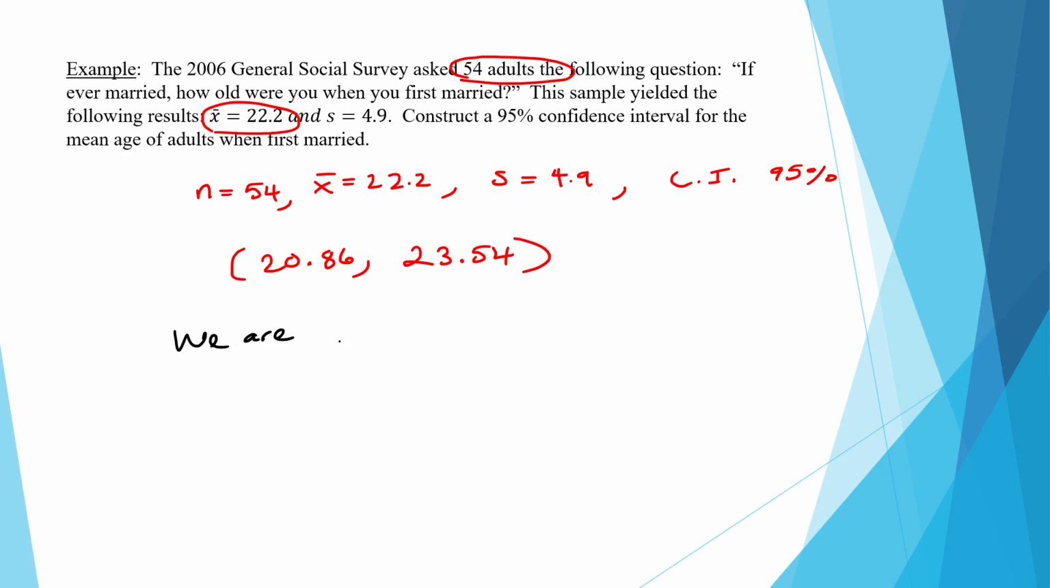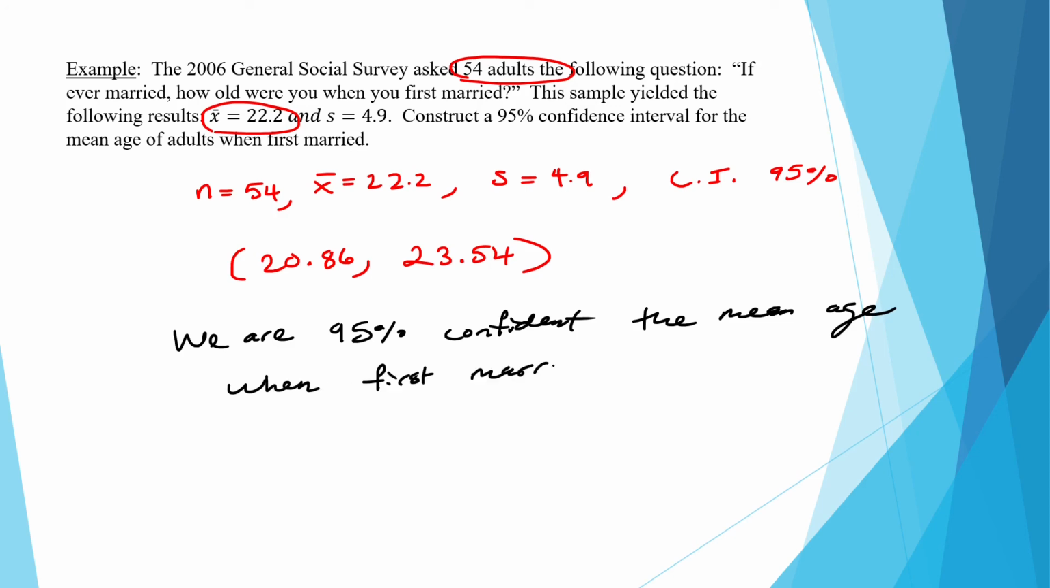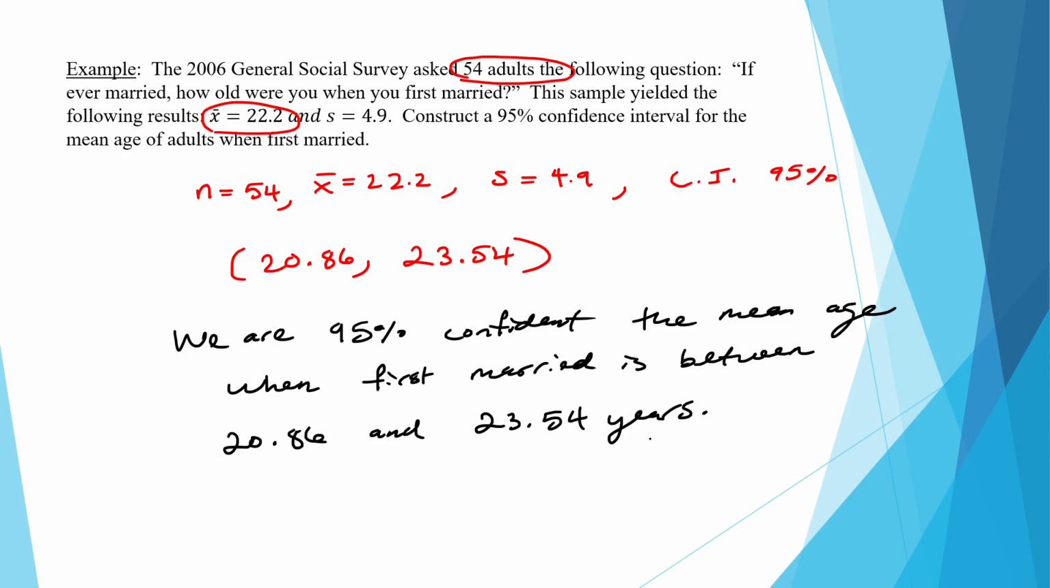We are 95% confident the mean age when first married is between 20.86 and 23.54 years. We are 95% confident the mean age when first married is between 20.86 and 23.54 years.